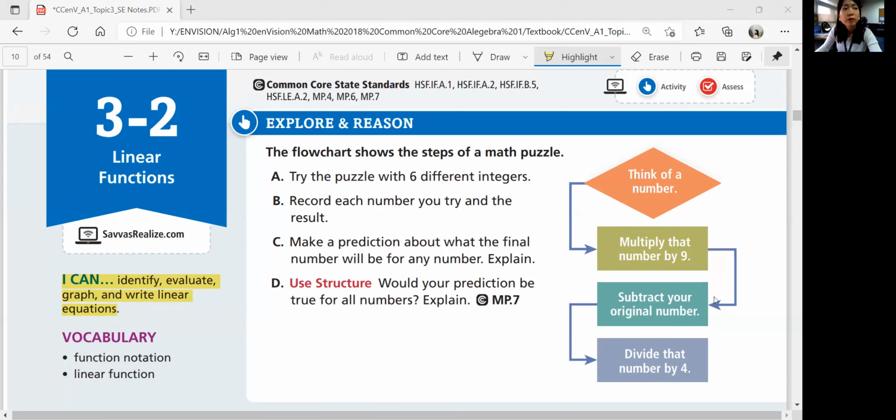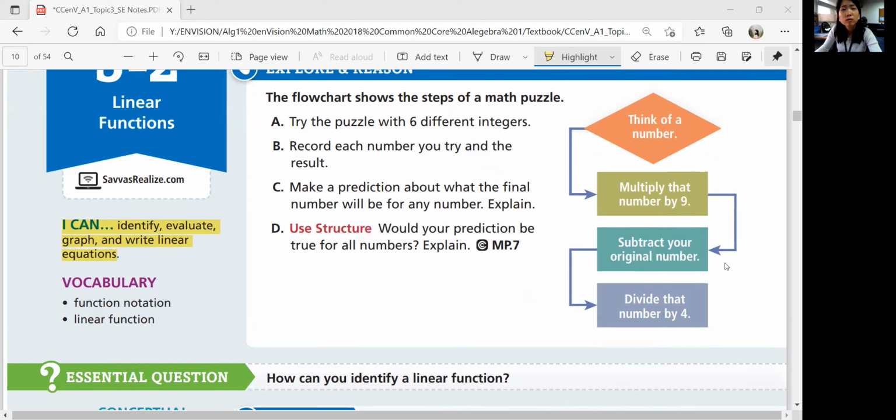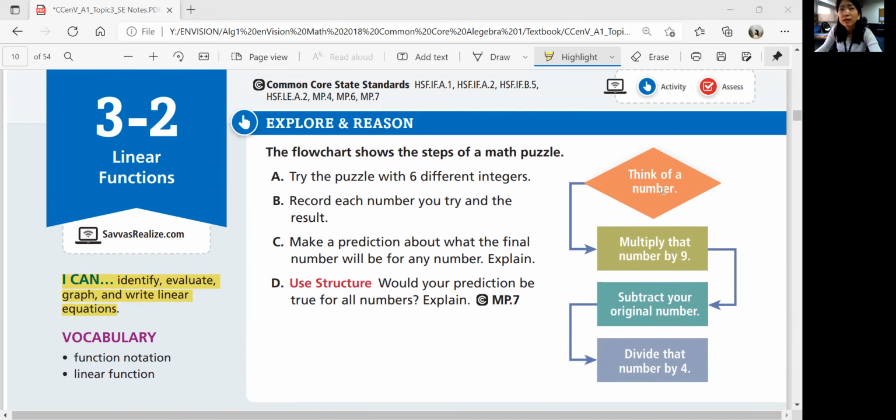Let's look at explore and reason. The flow chart shows the steps of a math puzzle. A flow chart is any chart that has an arrow and there's a flow of reasoning shown in the chart. Okay, so part A, try the puzzle with 6 different integers.